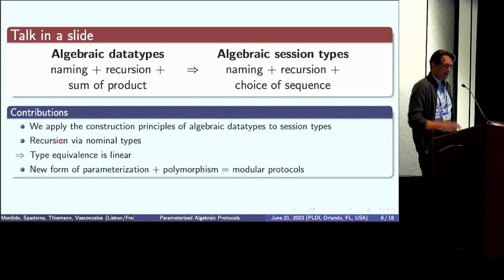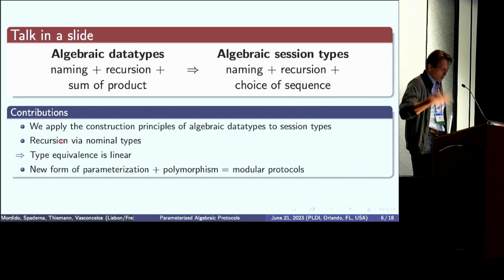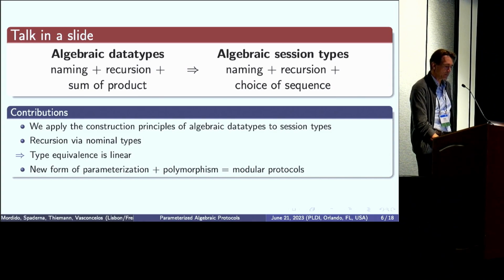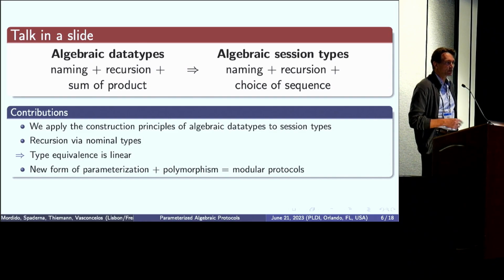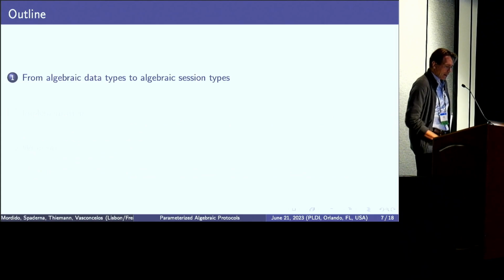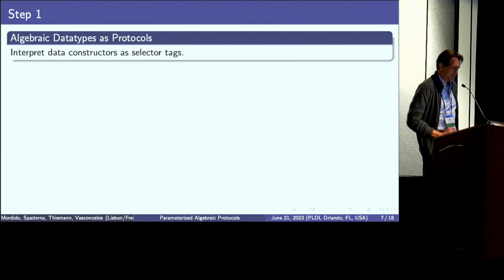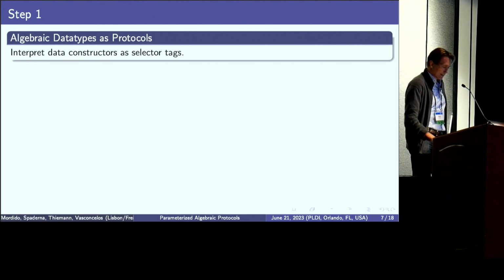That means recursion now works via nominal type, and that means type equivalence is linear in the size of types. Moreover, we have a new form of parameterization that, in connection with polymorphism, gives way to pretty exciting modularity possibilities for constructing session-typed programs. Let me now take you through this construction in 3 steps. So step 1 is the following.